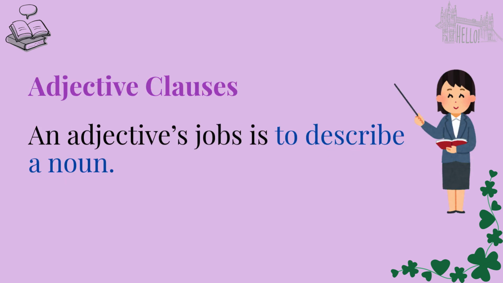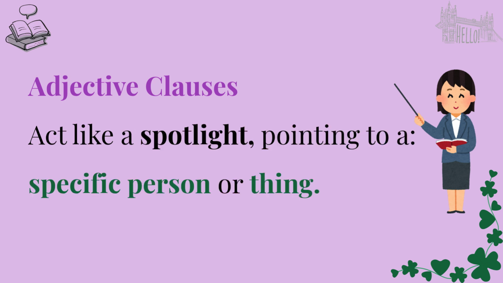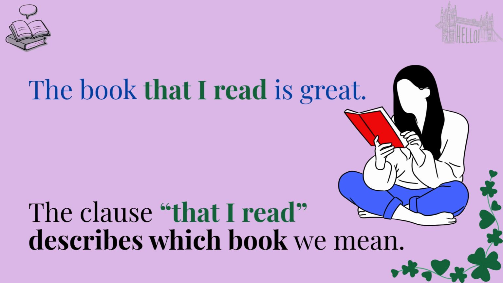Finally, we have adjective clauses. An adjective's job is to describe a noun, giving us more detail about it. These clauses act like a spotlight, pointing to a specific person or thing so we know exactly which one you're talking about. Check this out: the book that I read is great. Which book is great? The clause that I read describes exactly which book we mean.